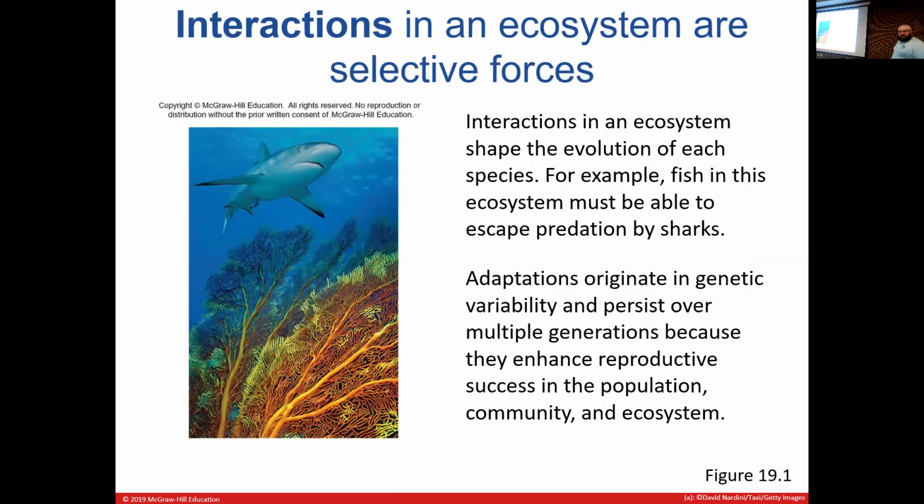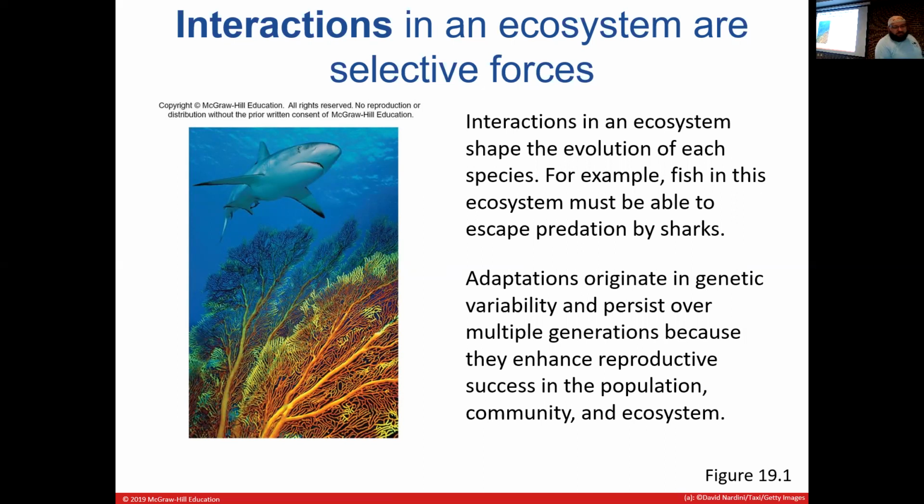Now, the interactions in an ecosystem are selective forces. So as we've been talking about with evolution, you have to be shaped and molded to fit into a particular place. So predator pressure, the availability of resources from your own food perspective, all of that kind of stuff can shape how an organism will fit into its niche and what kind of niche it wants to occupy. Now, adaptations originate in that genetic variability that we talked about, as well as with the behavior stuff. We talked about how culture and other things can also implement that evolutionary advantage.